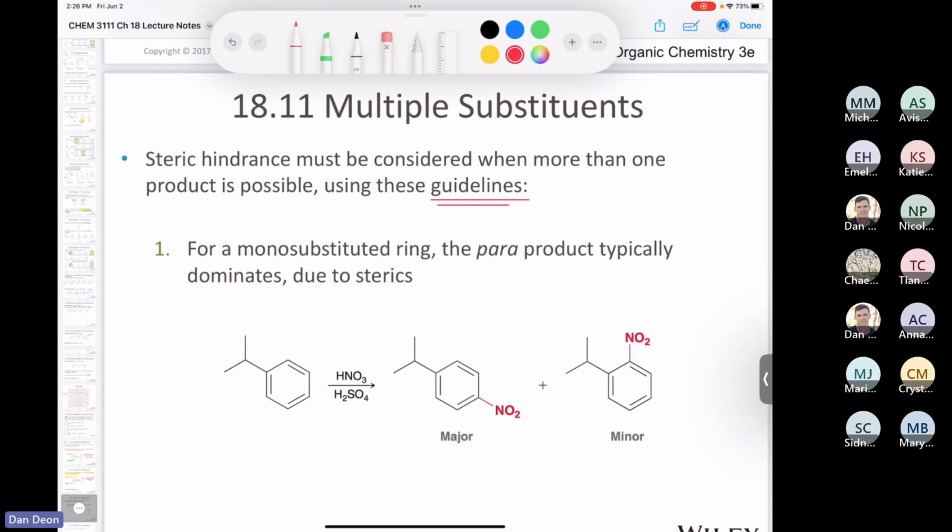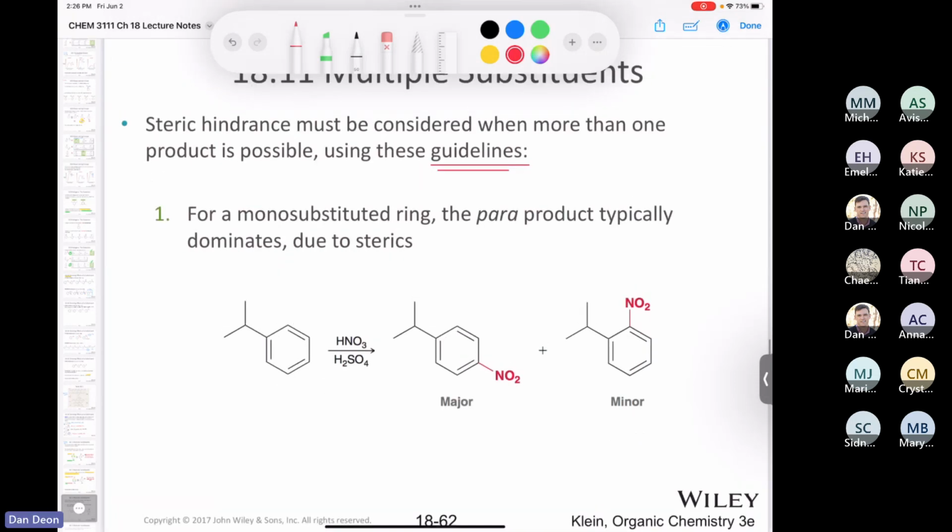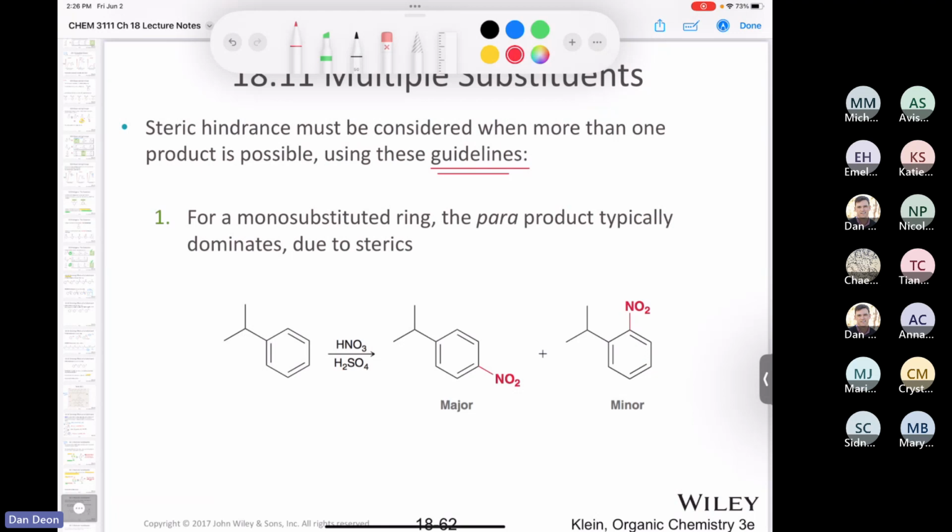So let's take a look at some guidelines for deciding what's going to happen when we have multiple substituents. Okay, first thing is this. If you have a mono-substituted ring, the para product is usually going to dominate, right? Why? Because of steric hindrance, right? You know that you have free rotation about this bond, and so these positions are going to be more sterically hindered, and so your nitration would occur in the para position.